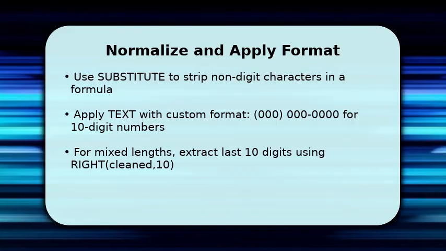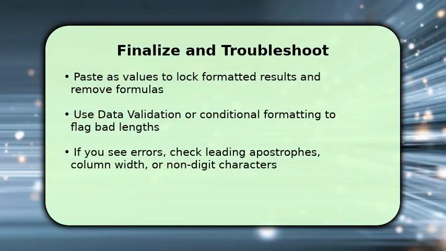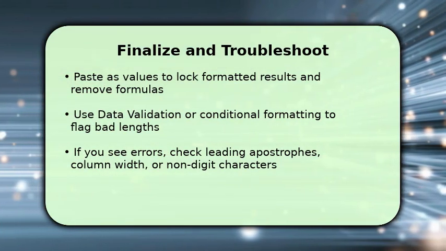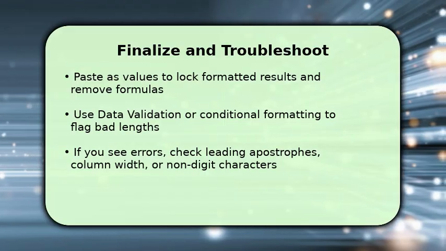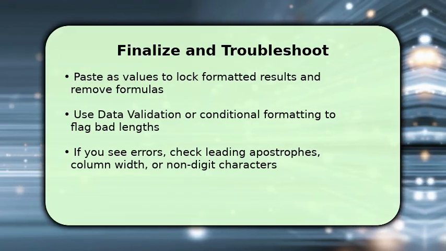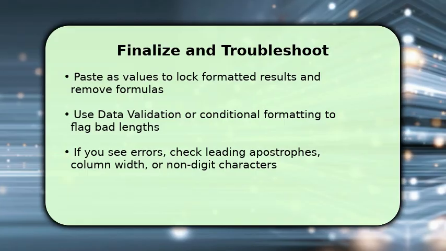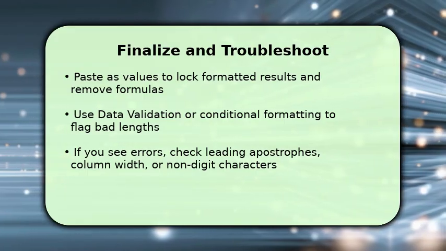Finish by converting formulas to static values. Copy the formatted column and paste special values. Then add data validation or conditional formatting to flag any cells with LEN not equal to 14 for formatted entries or not equal to 10 for raw digits.